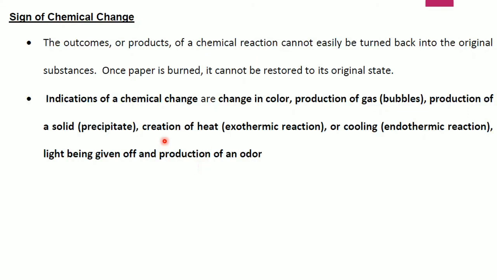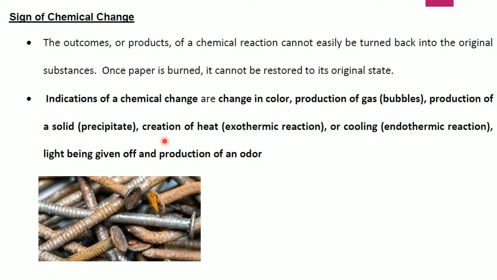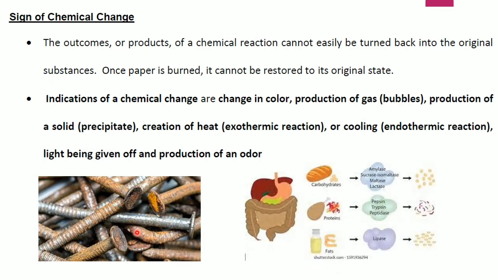These are other examples of chemical change. Here the metal has undergone corrosion. We can see the iron here has changed color. This is where the iron has become rusty.